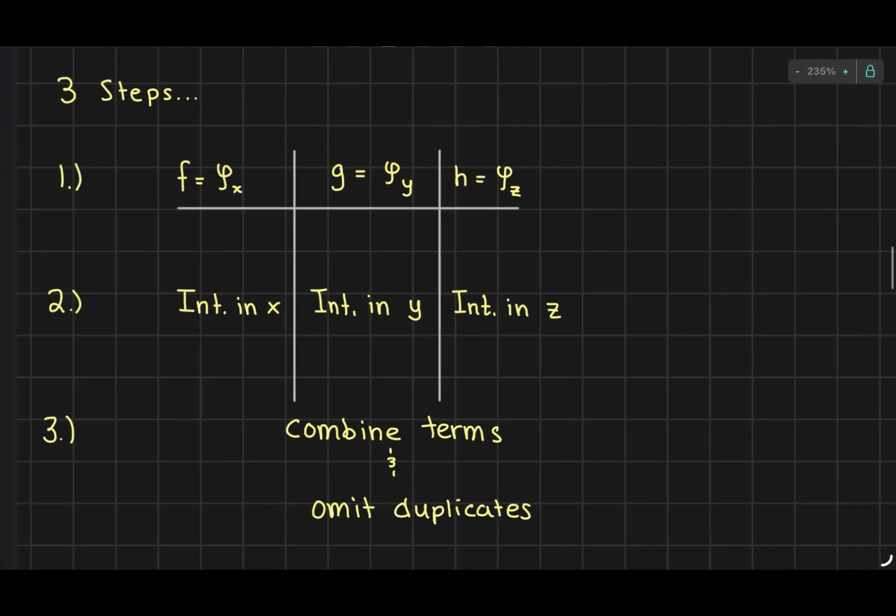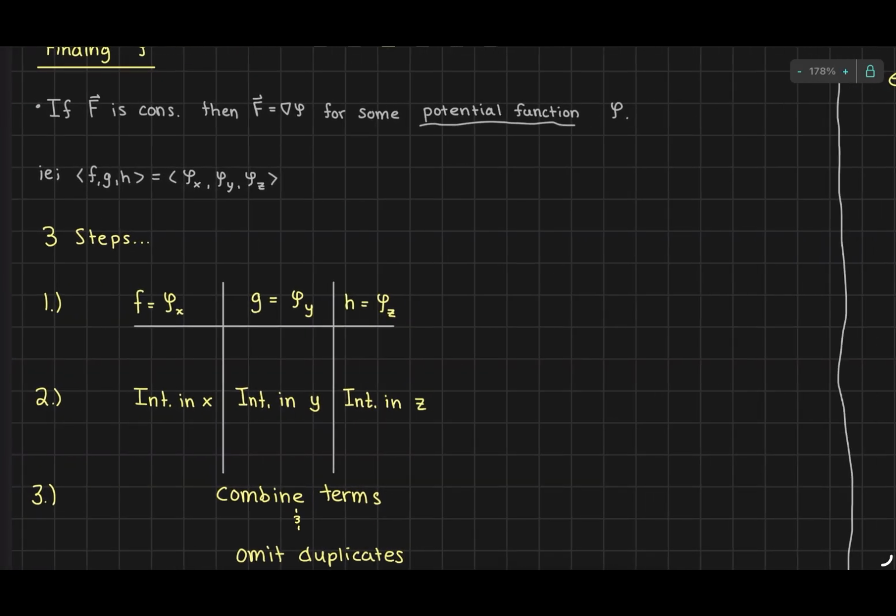When this happens, we're going to be combining the terms, because when we do this, there's going to be some similarities that pop out. So what I mean by that is, when integrating in x with respect to our integrand, I apologize, being our phi sub x, that might turn out to be a similar term in our phi sub z integrating in z. And like I said, I'll get more into that when we do an example. But we're going to be combining the terms, and we're going to be omitting duplicates. So that's kind of what that step was. So it's a 3-step process, and once we do that, we'll have our potential function phi.